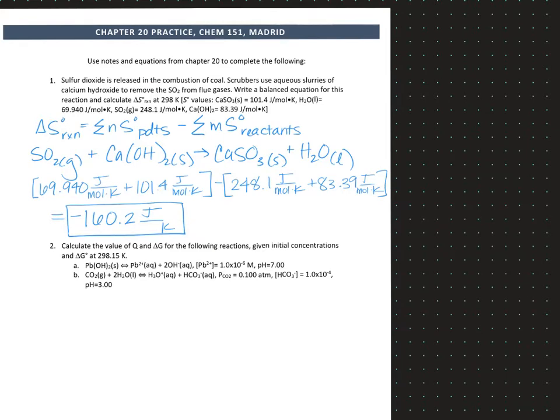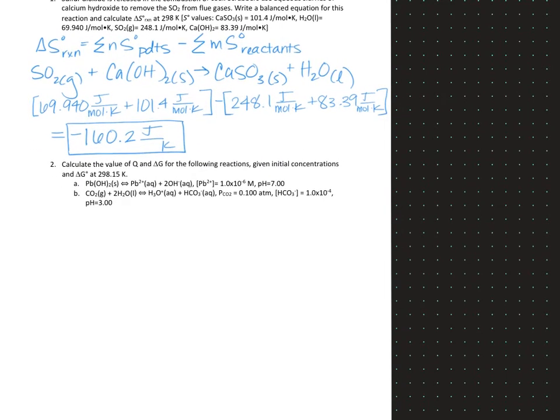Number 2 states, calculate the value of Q and delta G for the following reactions given initial concentrations and delta G naught at 298.15 K. Just a side note, sometimes you'll just see 298 K and sometimes you'll see 298.15. One is just giving you more precision than the other, but it's not different in the way that you approach the problem. So you have two different reactions, A and B.